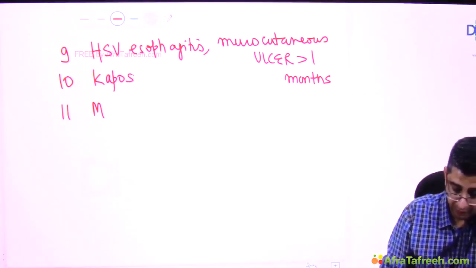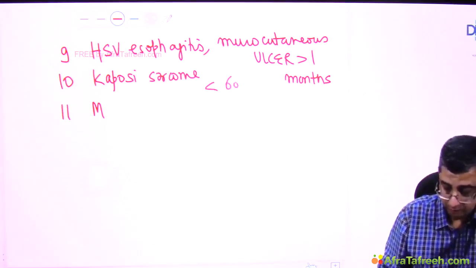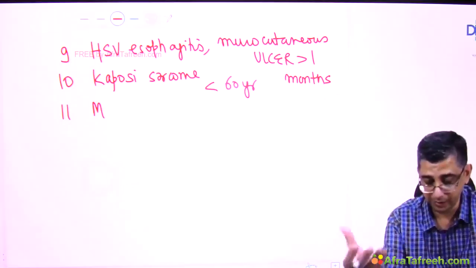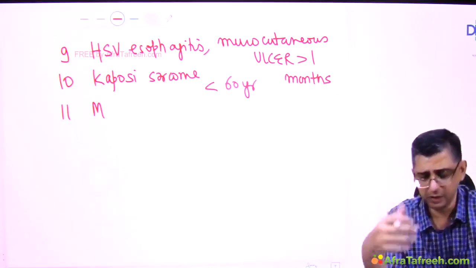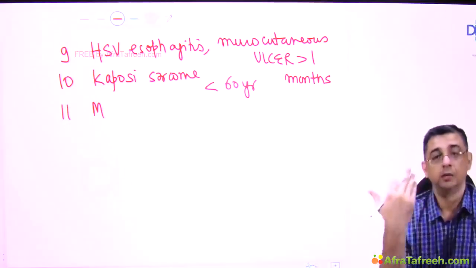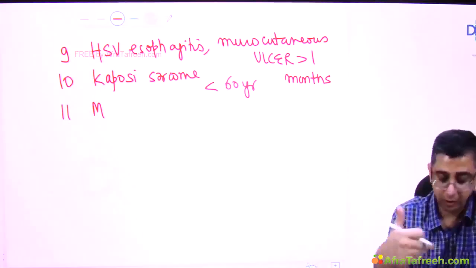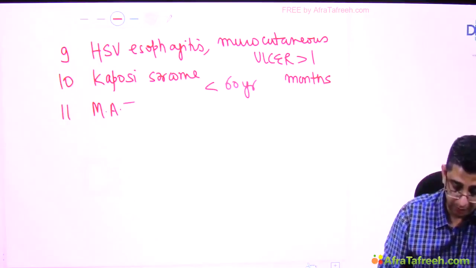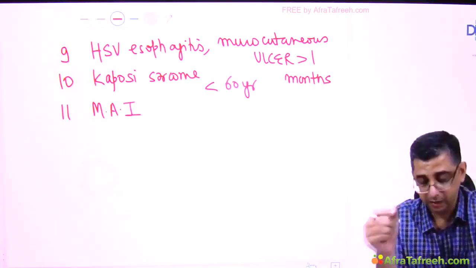Alphabet K will stand for Kaposi sarcoma, which is a vascular tumor. For it to be called an AIDS case definition, it should be present in an individual less than 60 years of age. Obviously, it could occur in older individuals also, but because AIDS is more common in people of reproductive age groups, we're taking this cutoff. M would stand for MAI, that is Mycobacterium avium intracellulare.